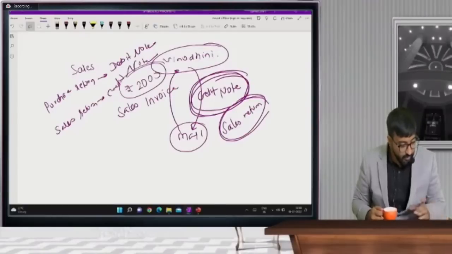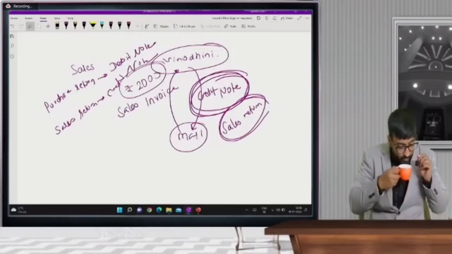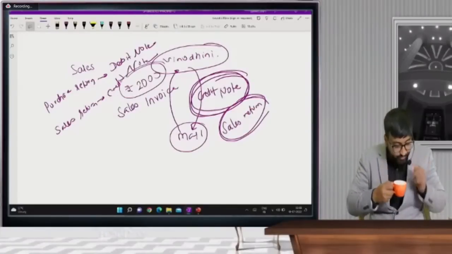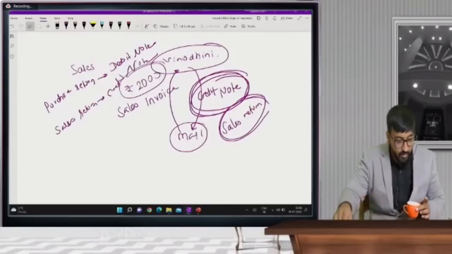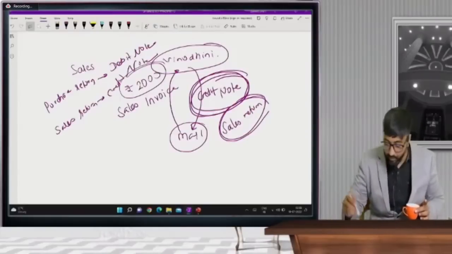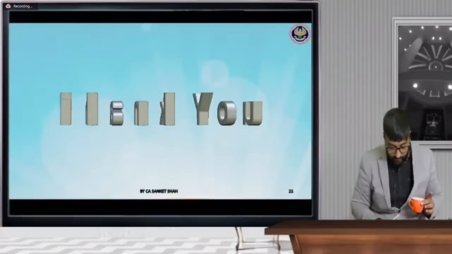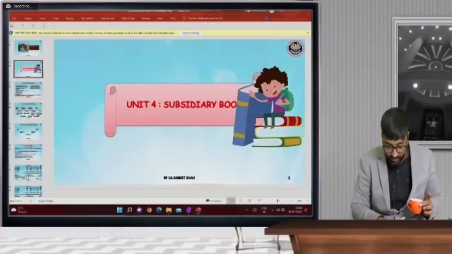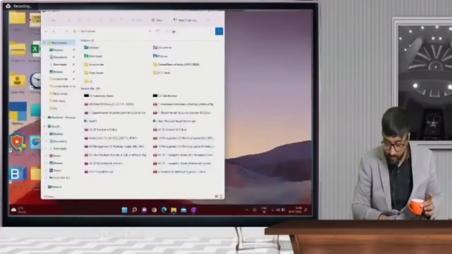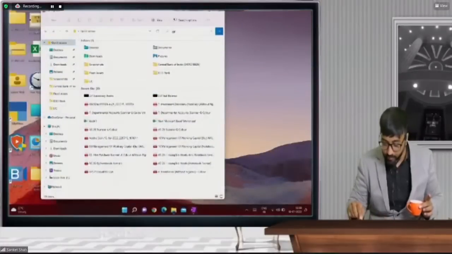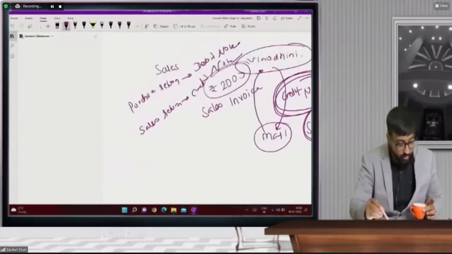Okay, now what is credit note and debit note? Credit note and debit note, how you have to present it. So we have finished with these subsidiary books. Very good. How are you going to present it?